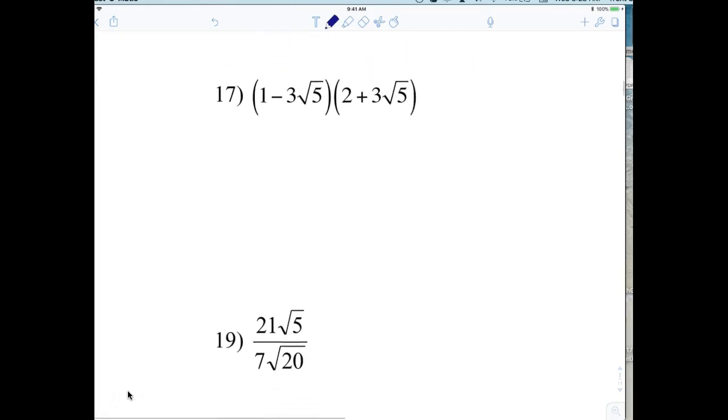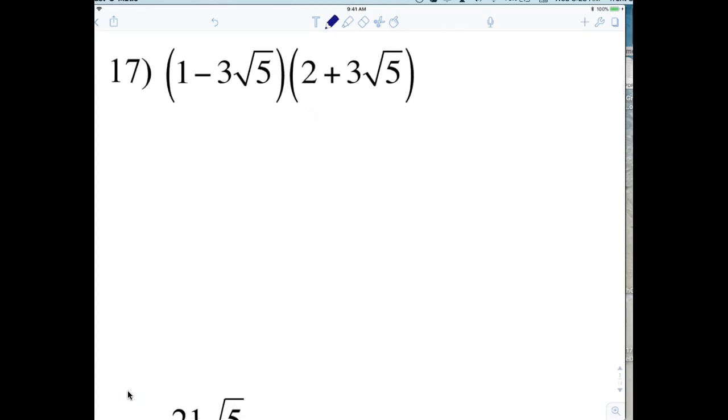All right, now 15 again. These do not cancel out because it's not the same. So 1 times 2 is 2, and then I'm going to do the smiley face. So I have negative 6 radical 5 plus 3 radical 5, which gives me what? Negative 3 radical 5.